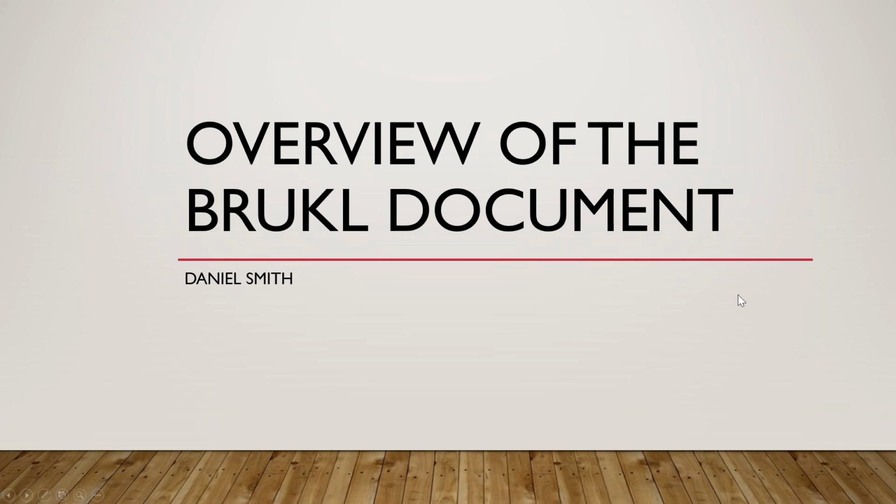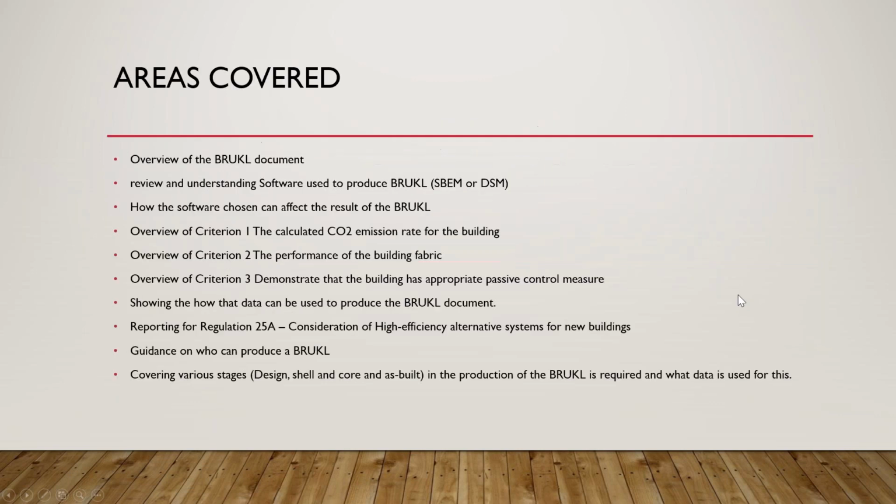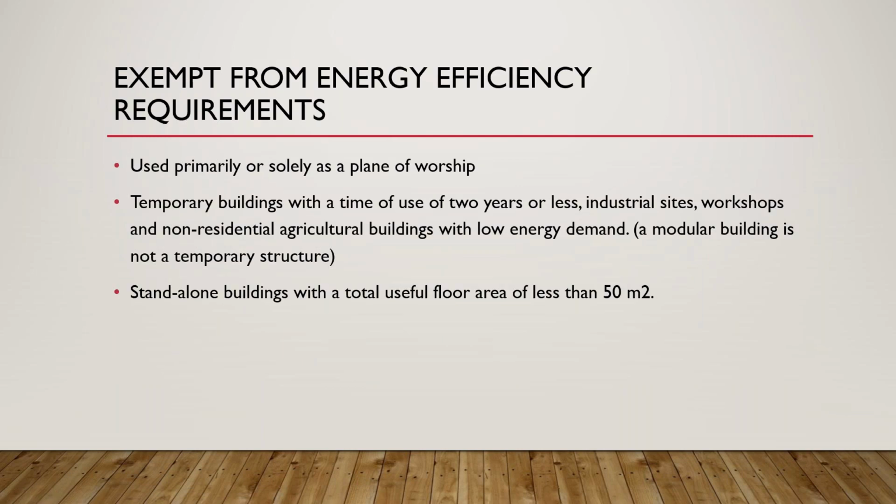Right, first we're going to start with the BRUKLs. Primary place of worship, self-explanatory. Temporary buildings that are meant to be on site for less than 10 years. This doesn't cover modular buildings, Portakabin stuff like that. They are within the requirements, normally under 50 square meters, which is the next one down. If they're not under 50, so we've got 2 bolted together, they will trigger the requirement for a BRUKL.